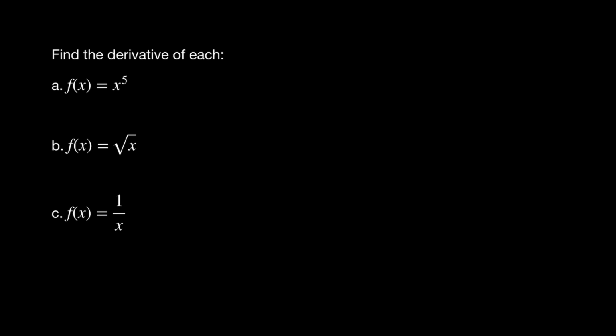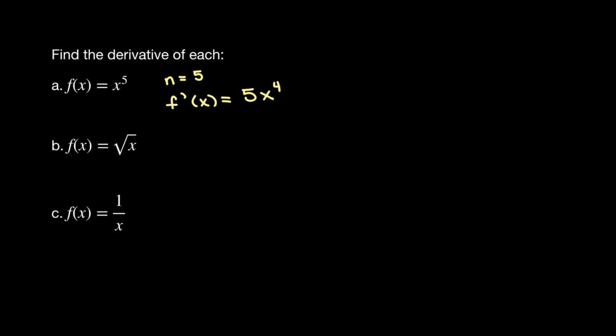So here are some more examples of problems where we can use this power rule. If I want to find the derivative of f of x equals x to the fifth, the n is 5. So using that exact same pattern, I would get 5x to the 4. 5 minus 1 was 4.